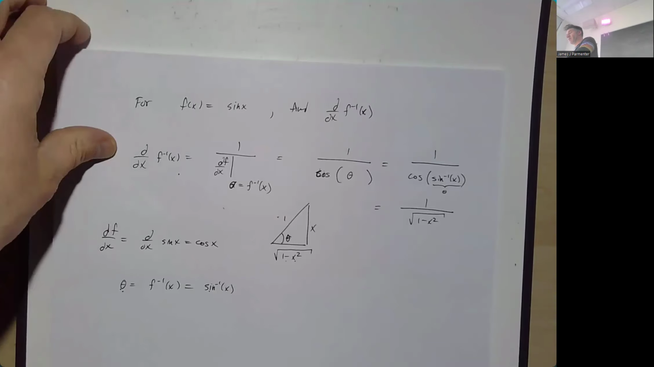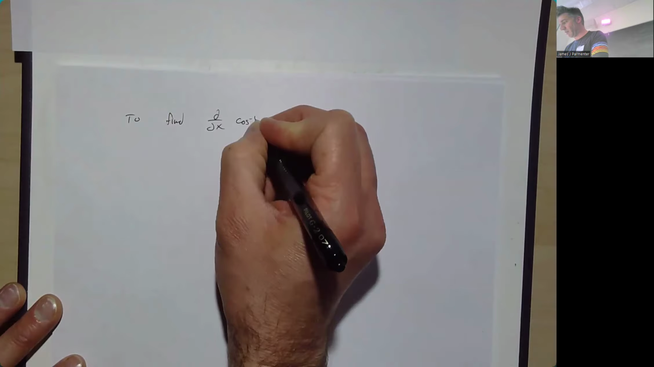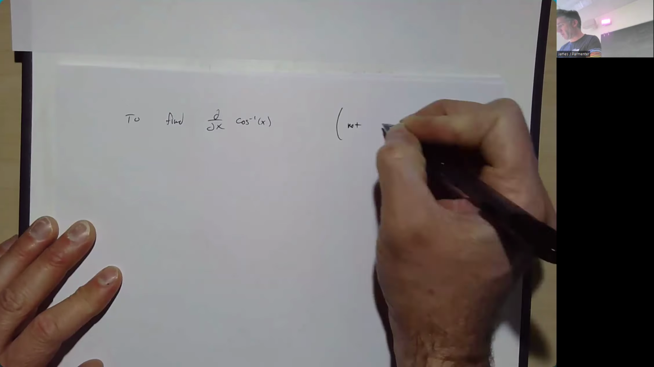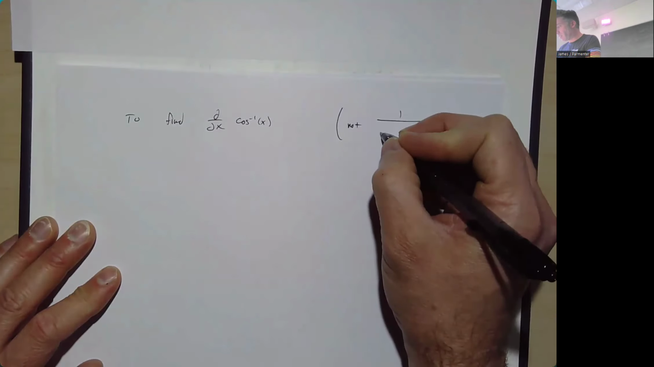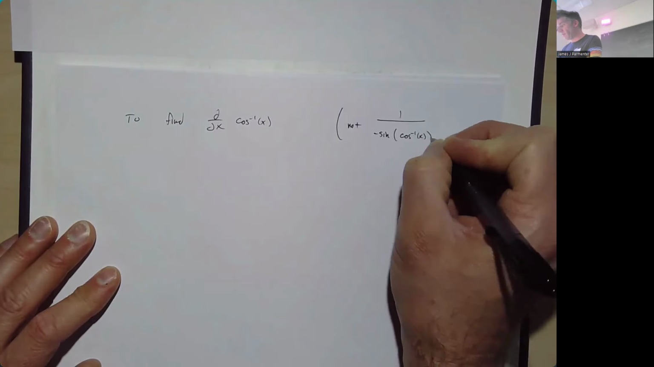Let's talk about finding the derivative of inverse cosine the other kind of usual way. So to find the derivative of the inverse cosine of x, instead of saying it's 1 over negative sine of inverse cosine of x, which is what the formula would be, right? So it's not going to be 1 over negative sine of the inverse cosine of x, although that would be a way of doing it.